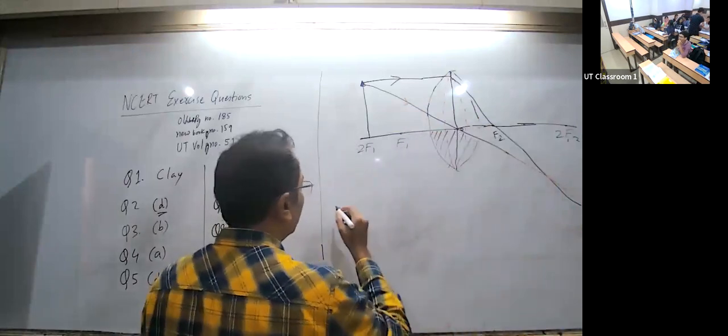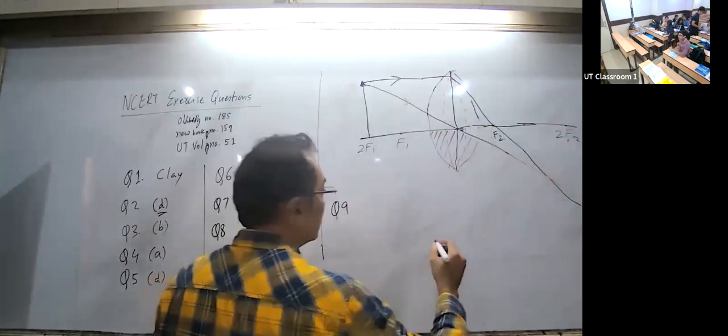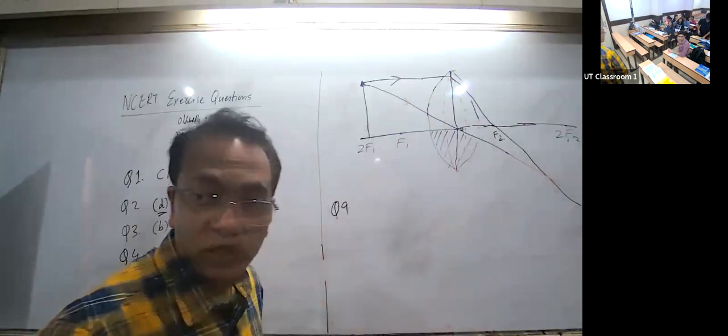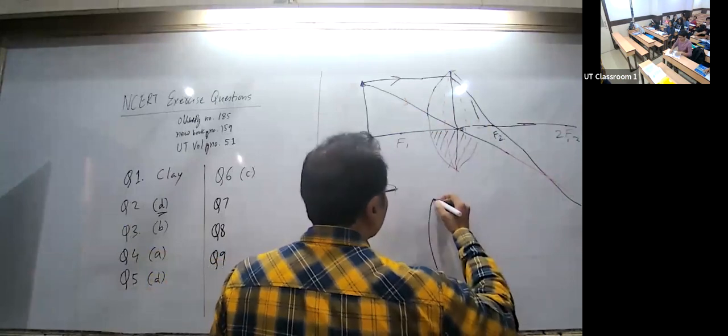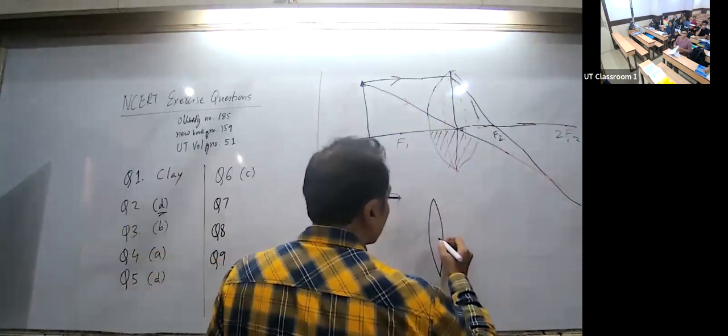Question 9 should be done like this. So what are the steps in drawing the ray diagram?